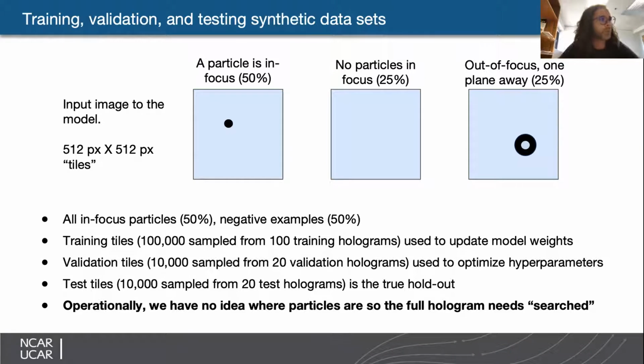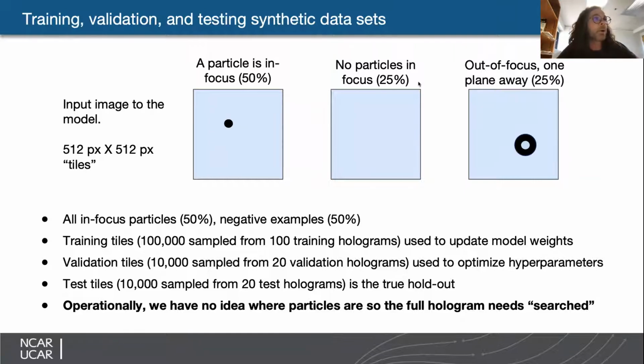But just to quickly mention how we train this model, I noted earlier that I had 100 synthetic holograms, and each one of those holograms contained 500 particles. So we went in and grabbed a subsample, a 512 by 512 pixel tile of the original hologram that contains all of the in-focus particles. In other words, if we have 100 holograms with 500 particles in each, we're going to have 50,000 512 by 512 examples that have an in-focus particle.